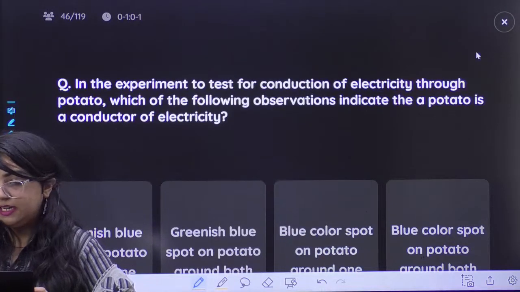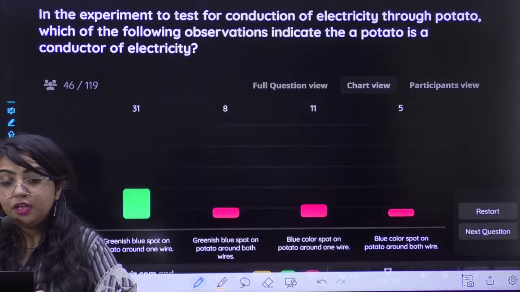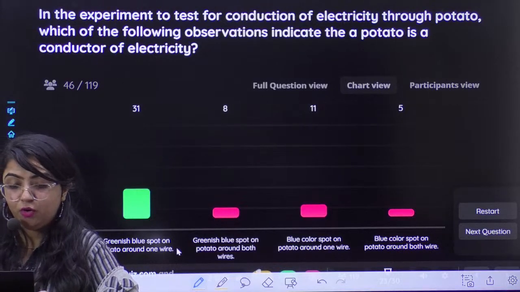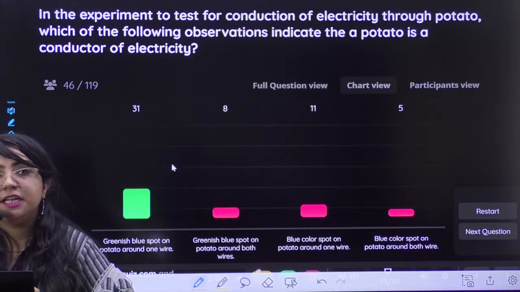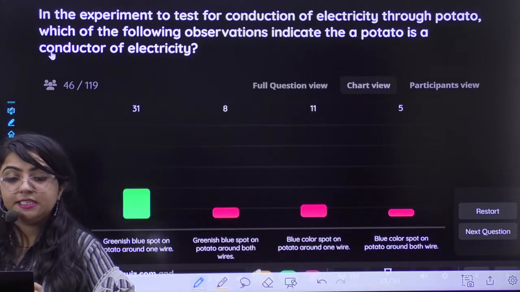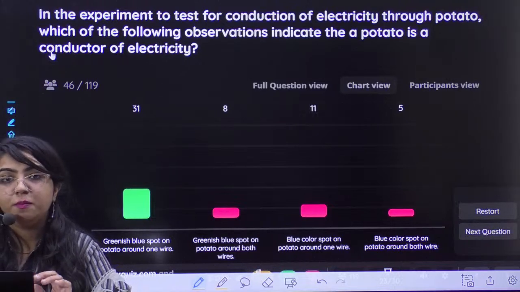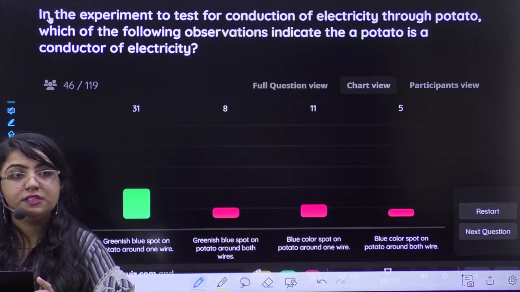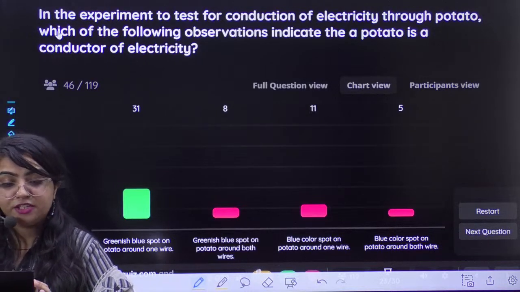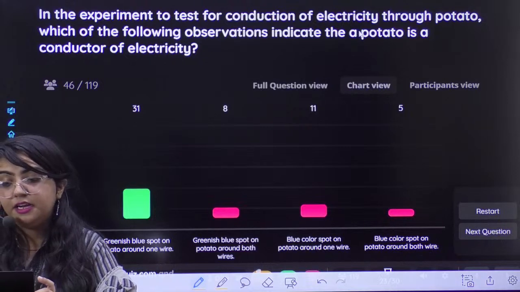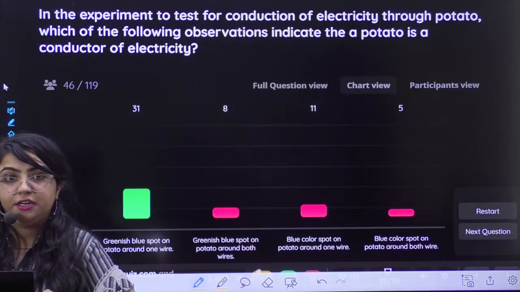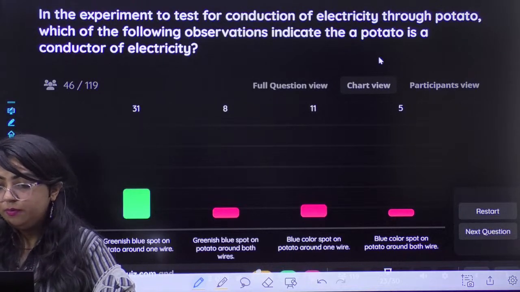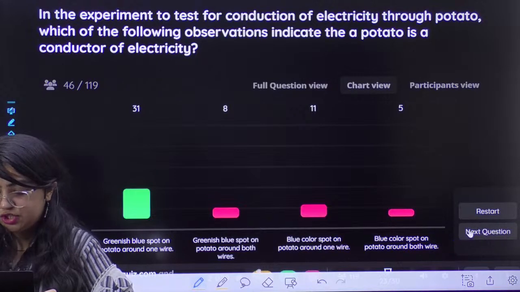Okay, so now let's check its correct option. The correct option for this question is greenish blue spot on potato around one wire. So when the electricity is passed through the potato, as it is a conductor of electricity, we will observe the greenish blue color spot around one wire, which shows that the electricity has passed through it, and that color indicates the potato is a good conductor. I hope you get the reason now. Now the next question.